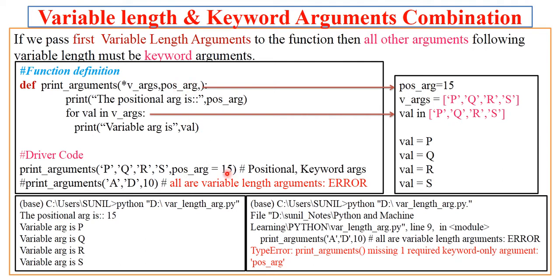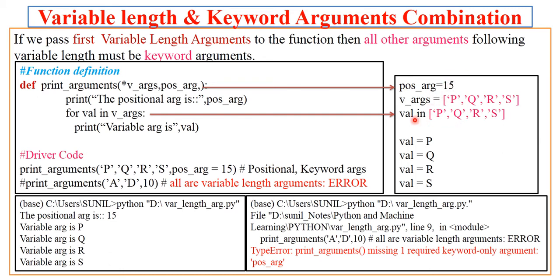And after that you can pass any value. So this way the interpretation will be that these first arguments p, q, r, s passed as arguments to the first call to print arguments will be given to the variable arguments part, and the next one will be given to the positional argument. And now if I try to analyze the happenings in the background, it is this way.